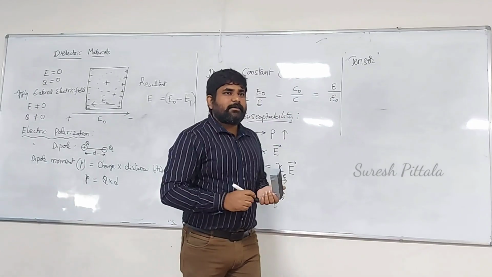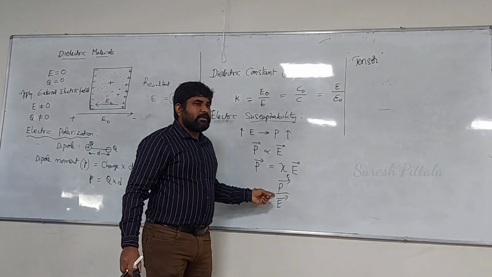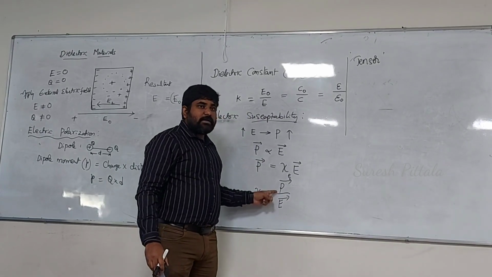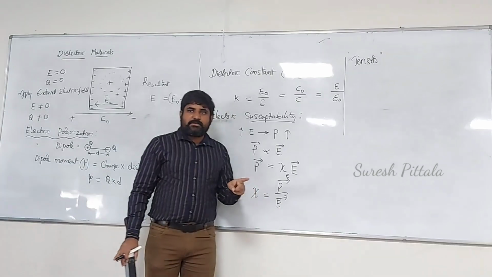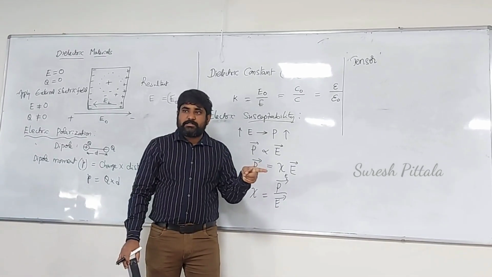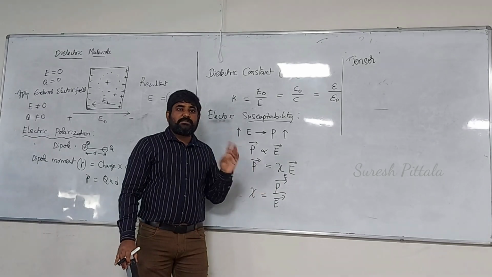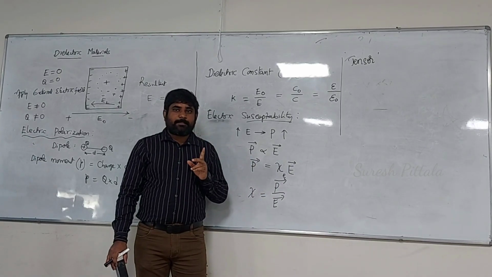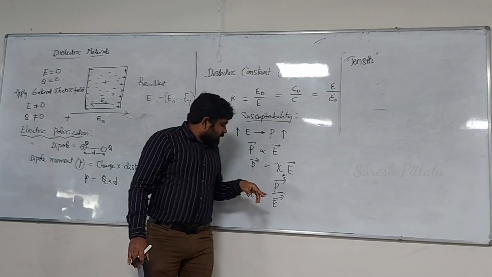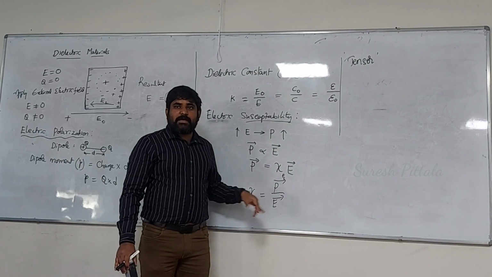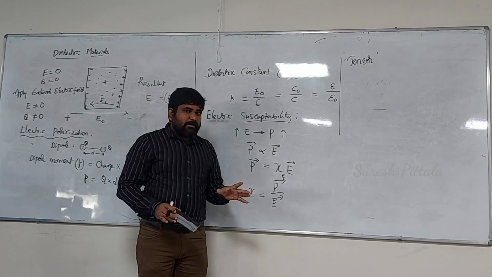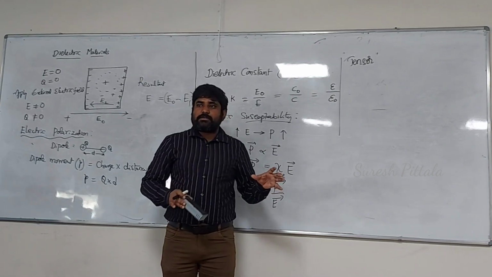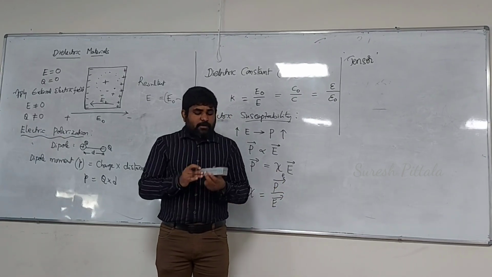So what does tensor mean? See, what we are doing here: you are applying an electric field, creating polarization, right? The electric field has a direction, you are applying it in a certain direction, creating polarization also in a certain direction. Now this chi should give the information about the directions as well. It's not just a number. When you get this number, where did I get it, in which direction.